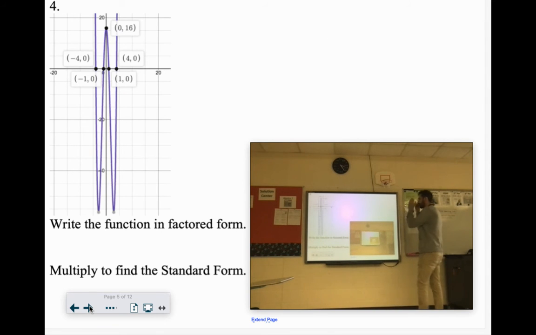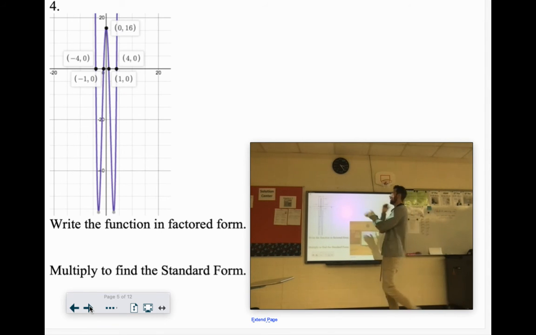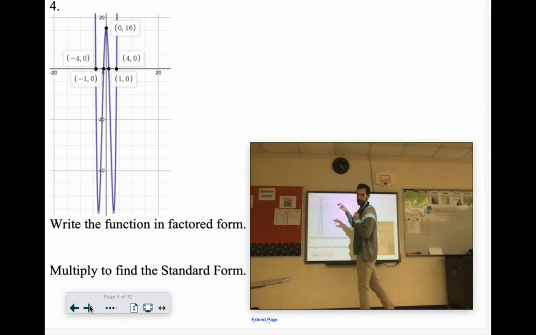What in the world? This one looks like it starts and ends in the same direction. So it's an even function. It starts and ends up top, so it's positive.